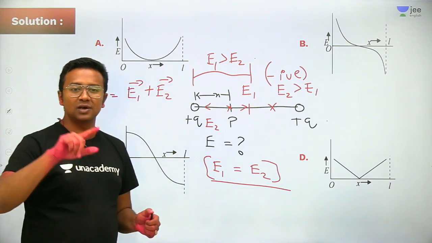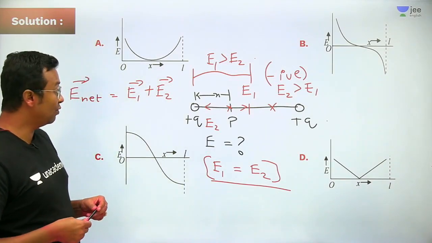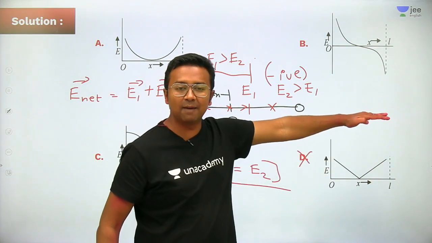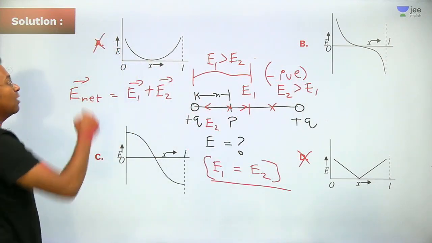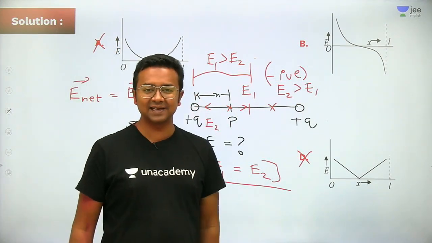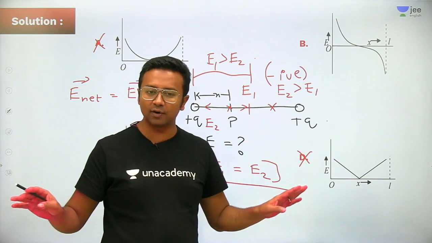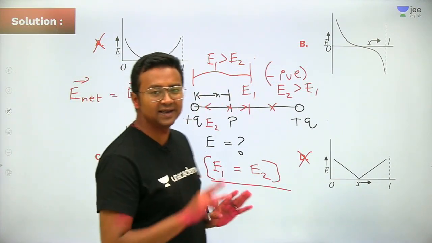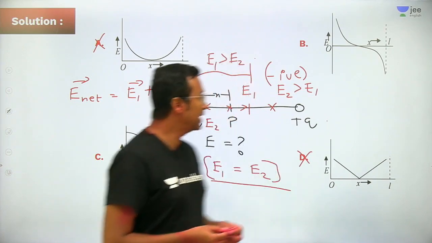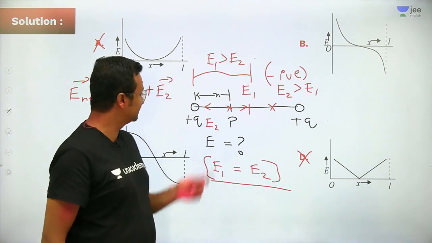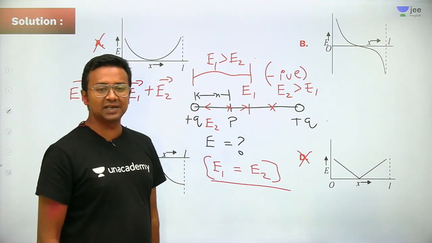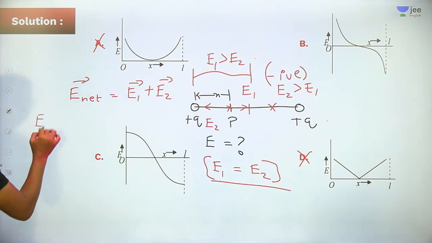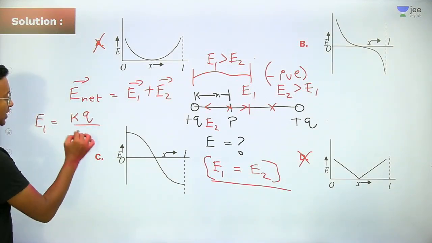So we can cancel out some of the graphs. Option D cannot be possible, because in option D the electric field is always in the same direction, always above the x-axis. In option A also the electric field is always above the x-axis. So options D and A are out of the picture. In B and C, the electric field takes positive and negative values, but let me consider a point very close to the origin, very close to the charge. When you bring a point very close to the charge, the electric field E1 will be kq upon x square.